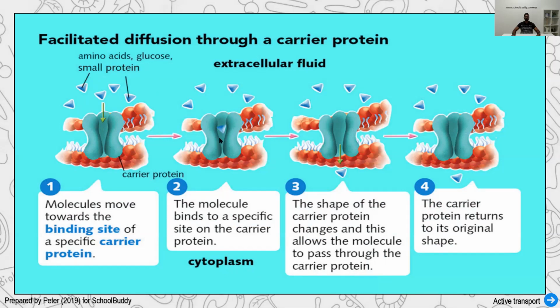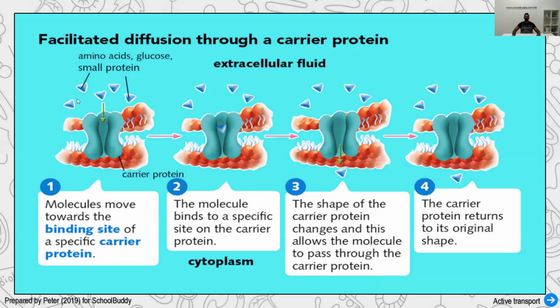When the material is already bound to the specific site, the carrier protein will then change shape. First you can see the opening is quite big here. Now there's some opening, and with this change of shape, the material which was trapped here just now can easily pass through. Because of that, the material is now in the cytoplasm, and after the process ends, the protein returns to its initial, original shape.